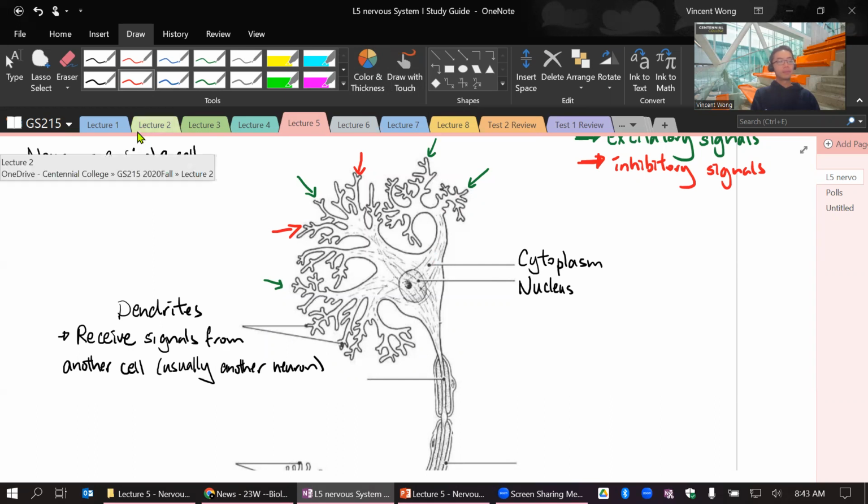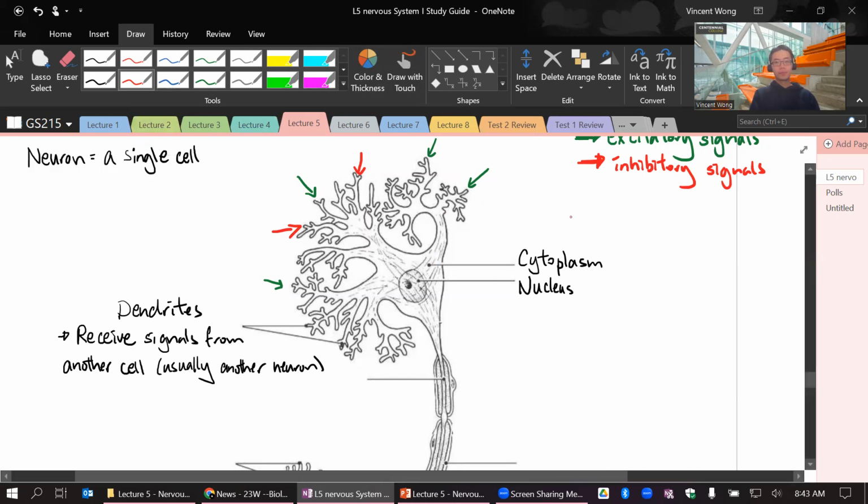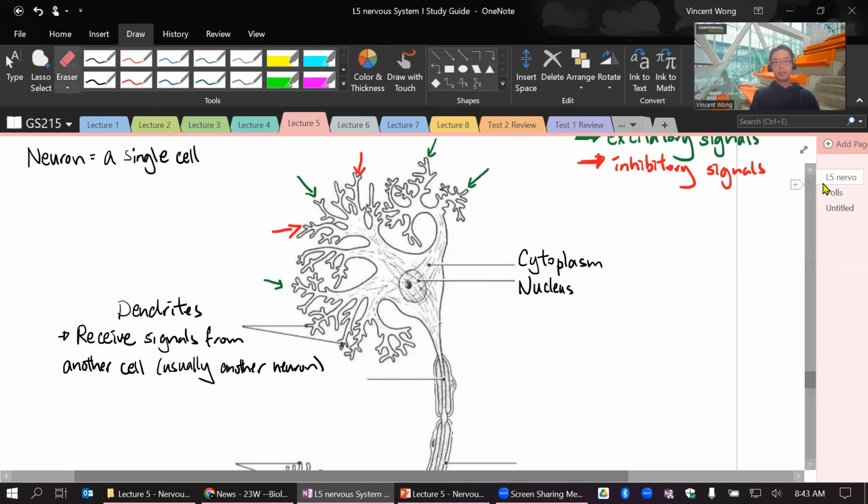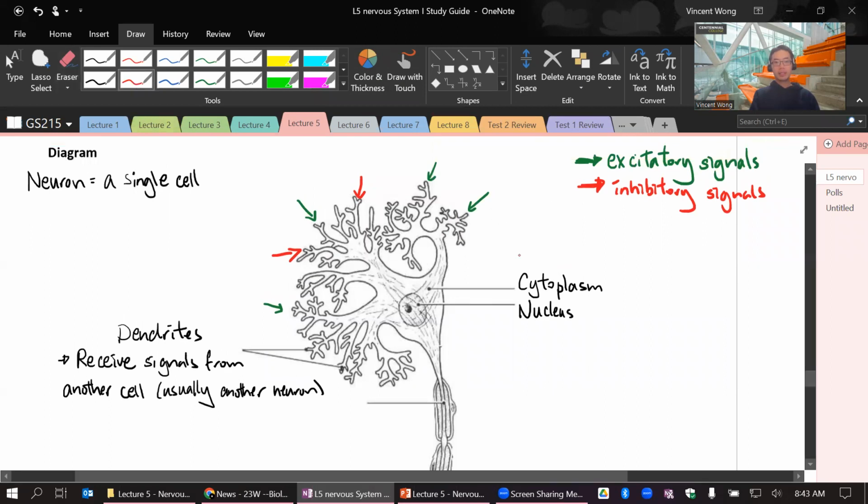Yeah, I just wanted to ask about the signals. So the dendrites receive excitatory and inhibitory signals. Right. So, I mean, there are some cases where we don't want to transmit things, right?